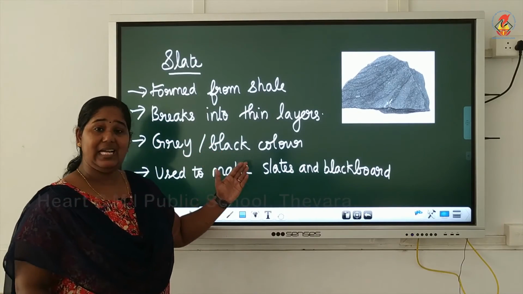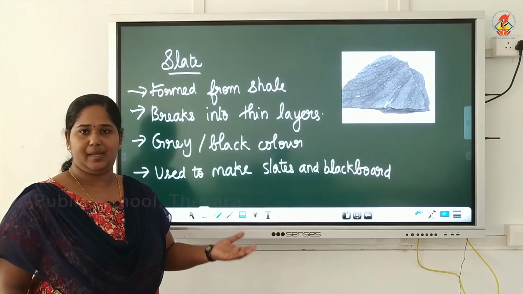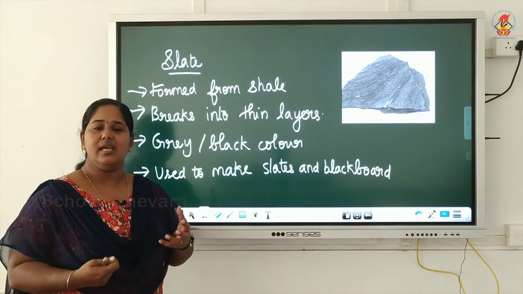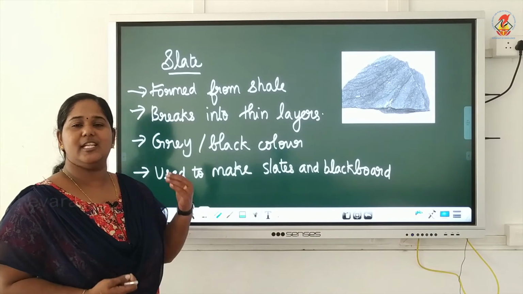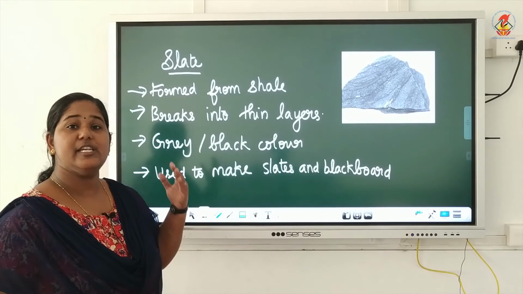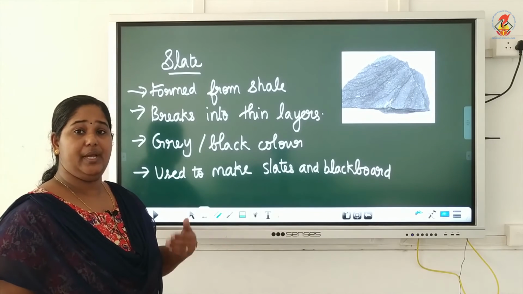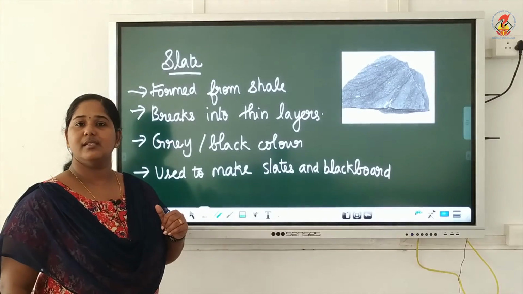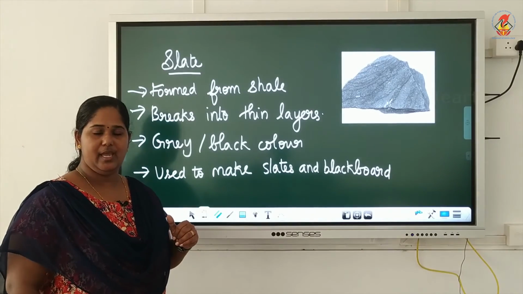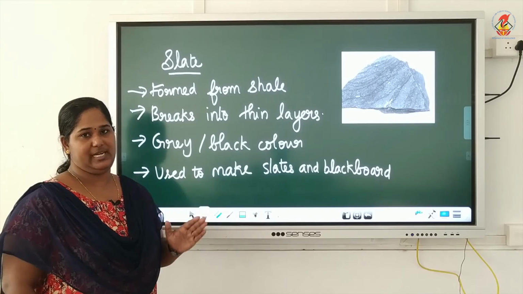Grey and black colors are available. It is used to make slates and blackboards. You know that slate will be broken down faster, isn't it? That is because it is made up of what? Shale. Slate and blackboard appear grey or black in color. That is the color given by slate. Okay, so slate is the first type of metamorphic rock that you are studying.